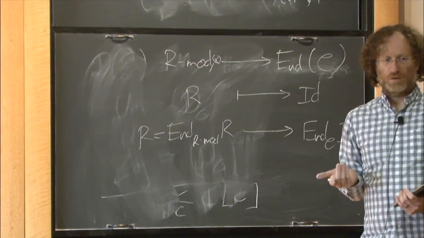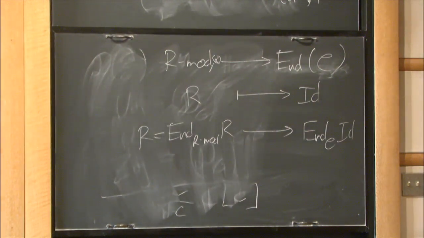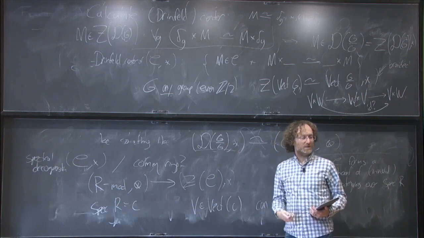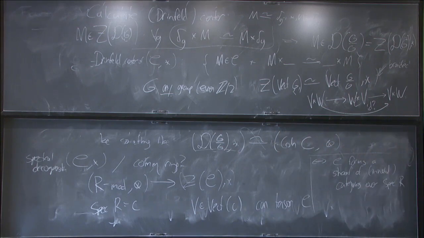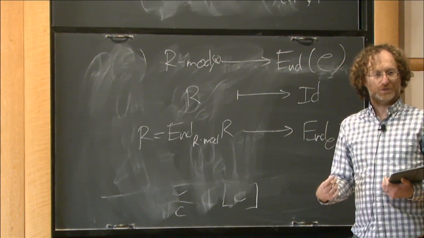Now I don't want just a category. I want a monoidal category. So in my story, I'm interested in this not just as a plain vanilla category. I'm interested in it with convolution. And so I need a stronger statement. There has to be an interaction between this structure and the convolution structure.